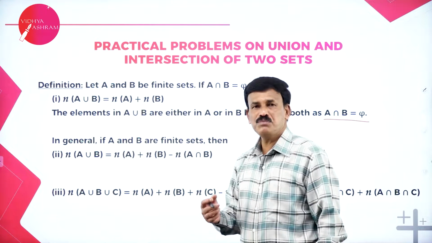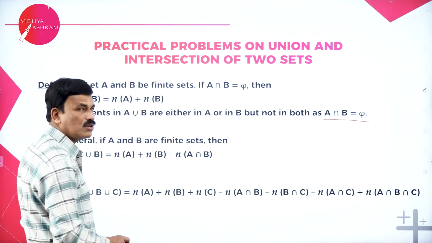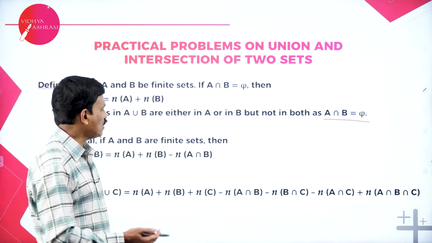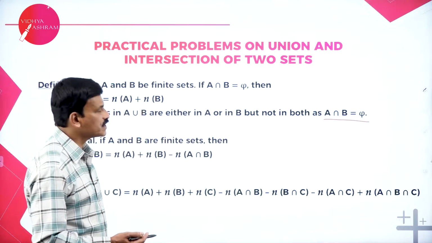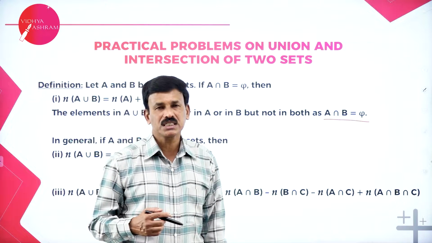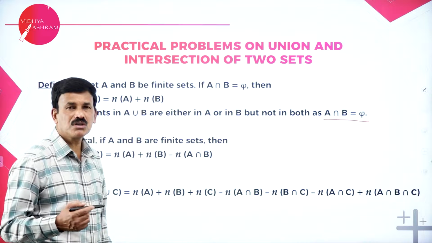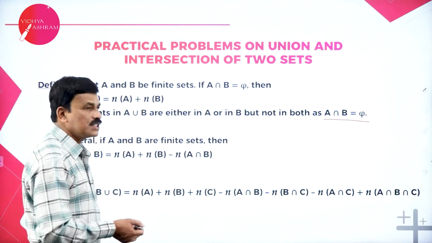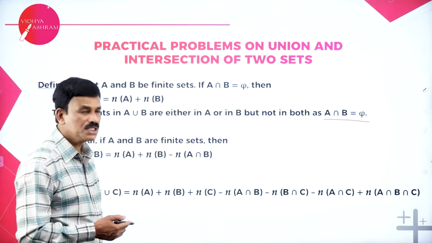Now, if A, B, C are any three sets, then N of A union B union C is equal to N of A plus N of B plus N of C minus N of A intersection B minus N of B intersection C minus N of A intersection C plus N of A intersection B intersection C. These are the formulas which we are going to use to solve the practical or application type of problems in sets. This is what we discussed in the previous class. Today also I will take a few more problems based on these formulas.